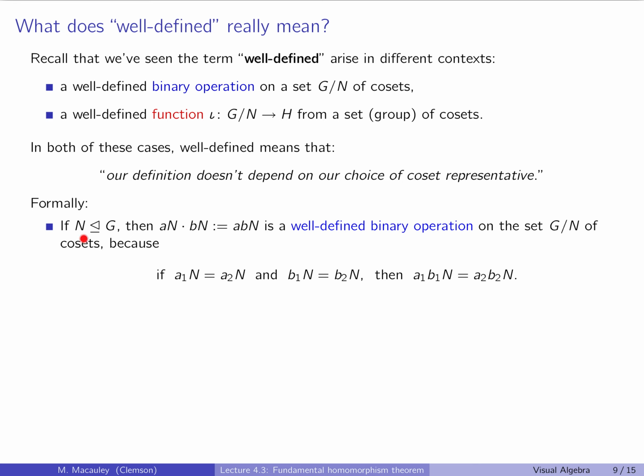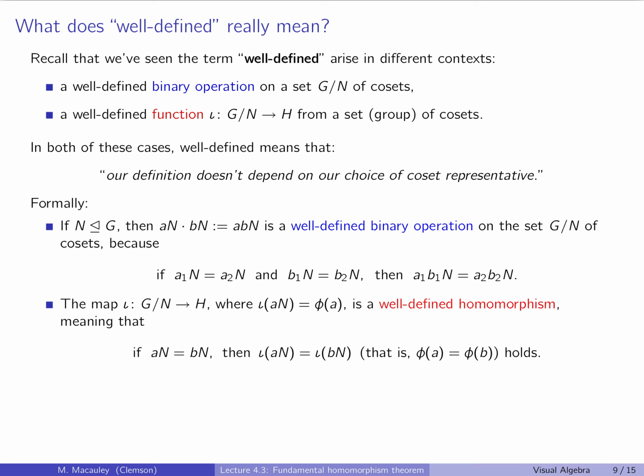Formally, if N is a normal subgroup of G, then aN times bN equaling abN is a well-defined binary operation on the set of cosets because this definition does not depend on our choice of representative. In particular, if a1N equals a2N and b1N equals b2N, then a1b1N equals a2b2N. In other words, if I choose to call this coset a1N and b1N, and you choose to call it a2N and b2N, and we both use this definition, we're going to get the same answer.